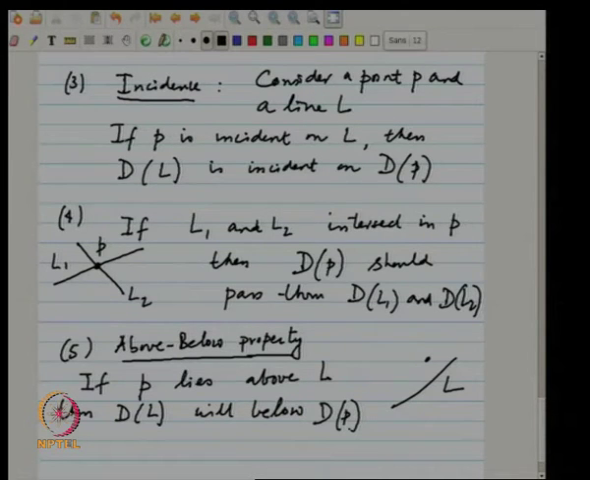So again, let me not even get into what function will satisfy all these properties. I will just use the properties to establish, supposing such a duality mapping exists, and then we will try to use this to show the connection between hulls and intersections.